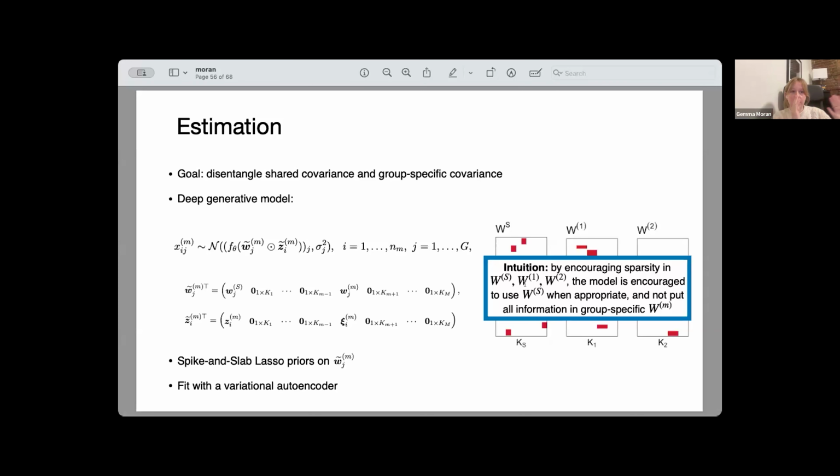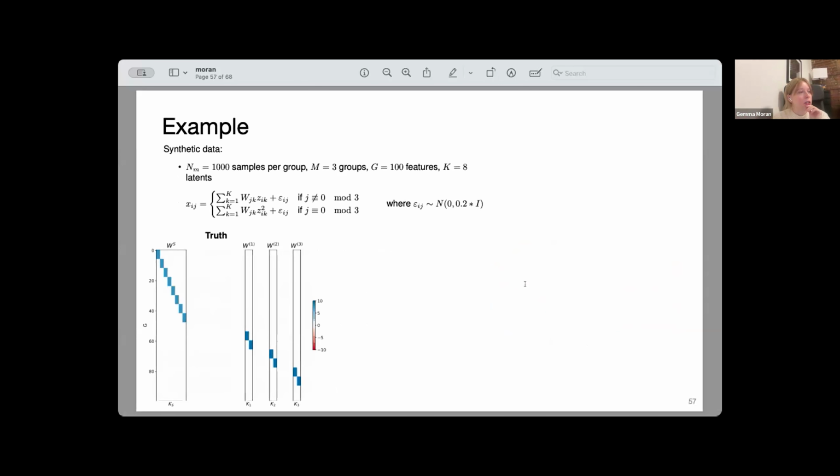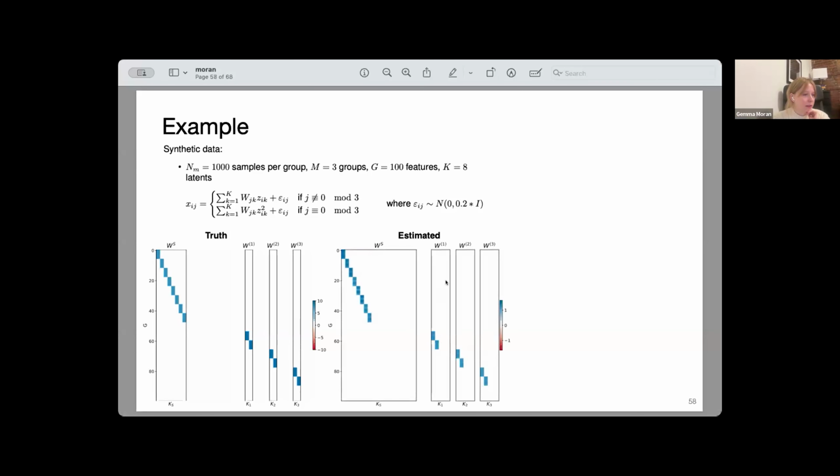So the identifiability issue that arises here, in addition to the identifiability issues from the single-study case, is that the situation where you put all of the covariance in the study-specific or group-specific structure has the same likelihood as the one where you distinguish the shared versus the study-specific structure. So we want to mitigate or fix this identifiability issue where you can't separate out this shared versus study-specific information.